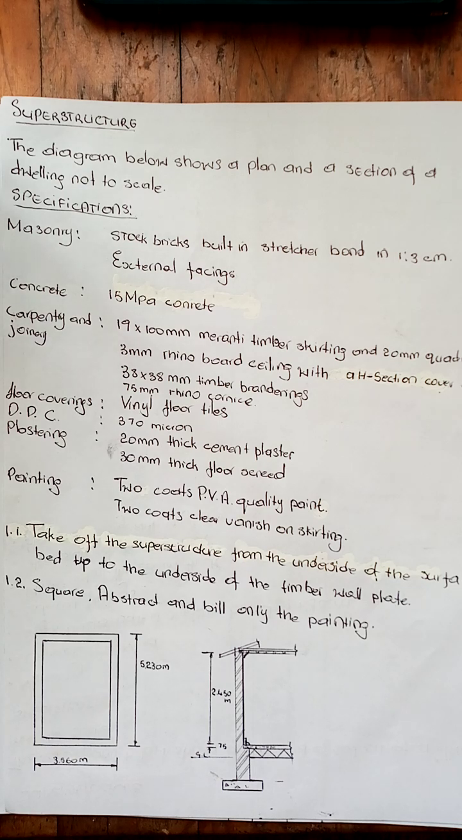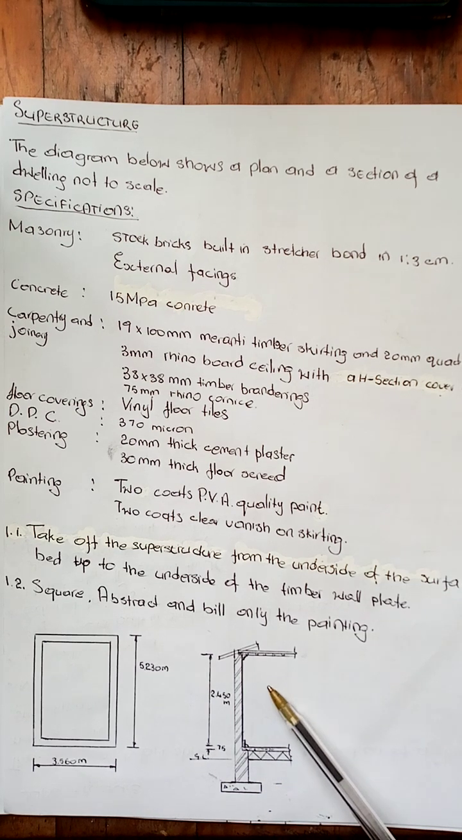So let us do 1.1. Before we go to 1.1, let us be clear about our plan. Here is the plan and here is the cross section of our plan. The length is 5 meter 230 and the width is 3 meter 560. The height of the wall is 2 meter 450 and the thickness of the surface bed is 75 millimeters.